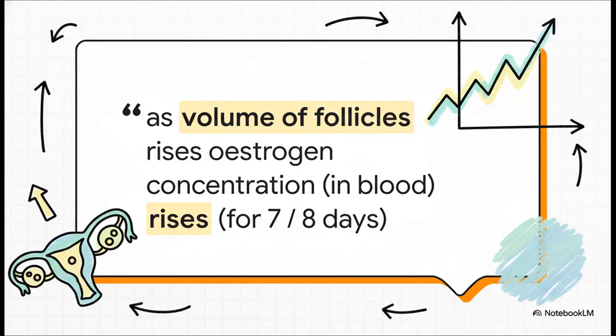And there it is, the perfect answer, straight from the mark scheme. It's literally just a direct observation. It just says, as volume of follicles rises, estrogen concentration rises. You're just describing what you see on the graph. One line goes up, the other line goes up. That's it. Simple, direct, and a guaranteed mark in the bag.